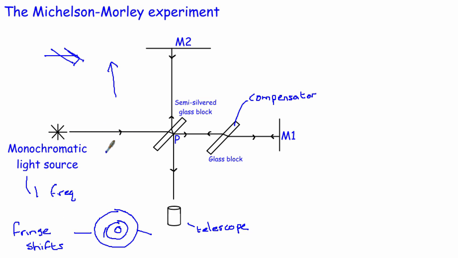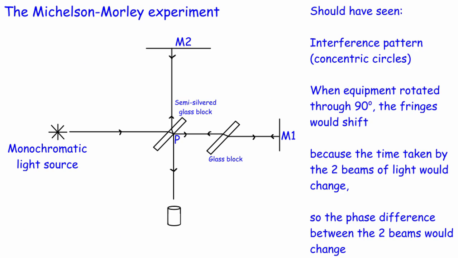So they did this, and they were really confident about this, because this is what should happen. They should have seen an interference pattern, which were these concentric circles. When they rotated their equipment through 90 degrees, the fringes would shift, because the time taken by your two beams of light changes, so therefore your phase difference changes. And if your phase difference changes, then the position where the dark parts and light parts of your interference pattern are going to change. And they were really confident they could see this, because you could predict this.